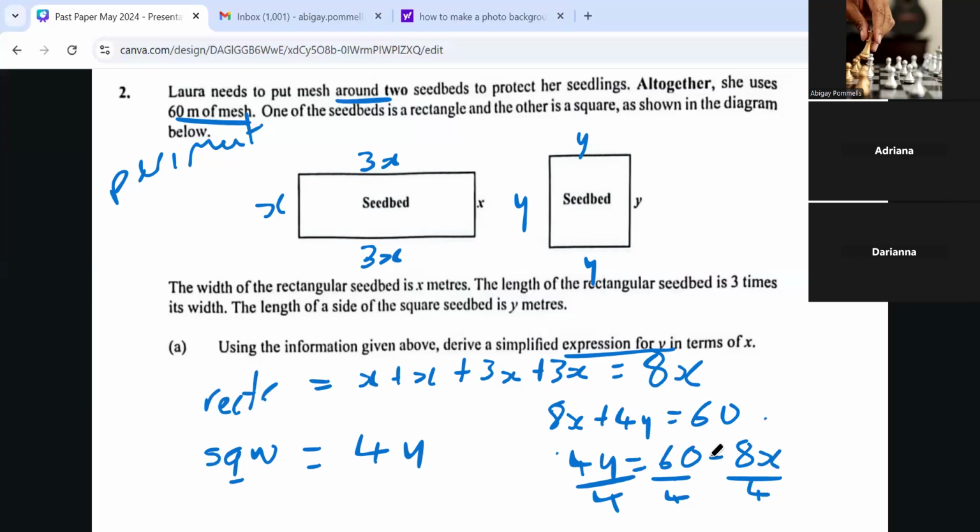So the 4s cancel out. That leaves y equals 4 into 60, which is 15, and then 4 into 8x is 2x. And there we go. So that is the simplified expression for y.